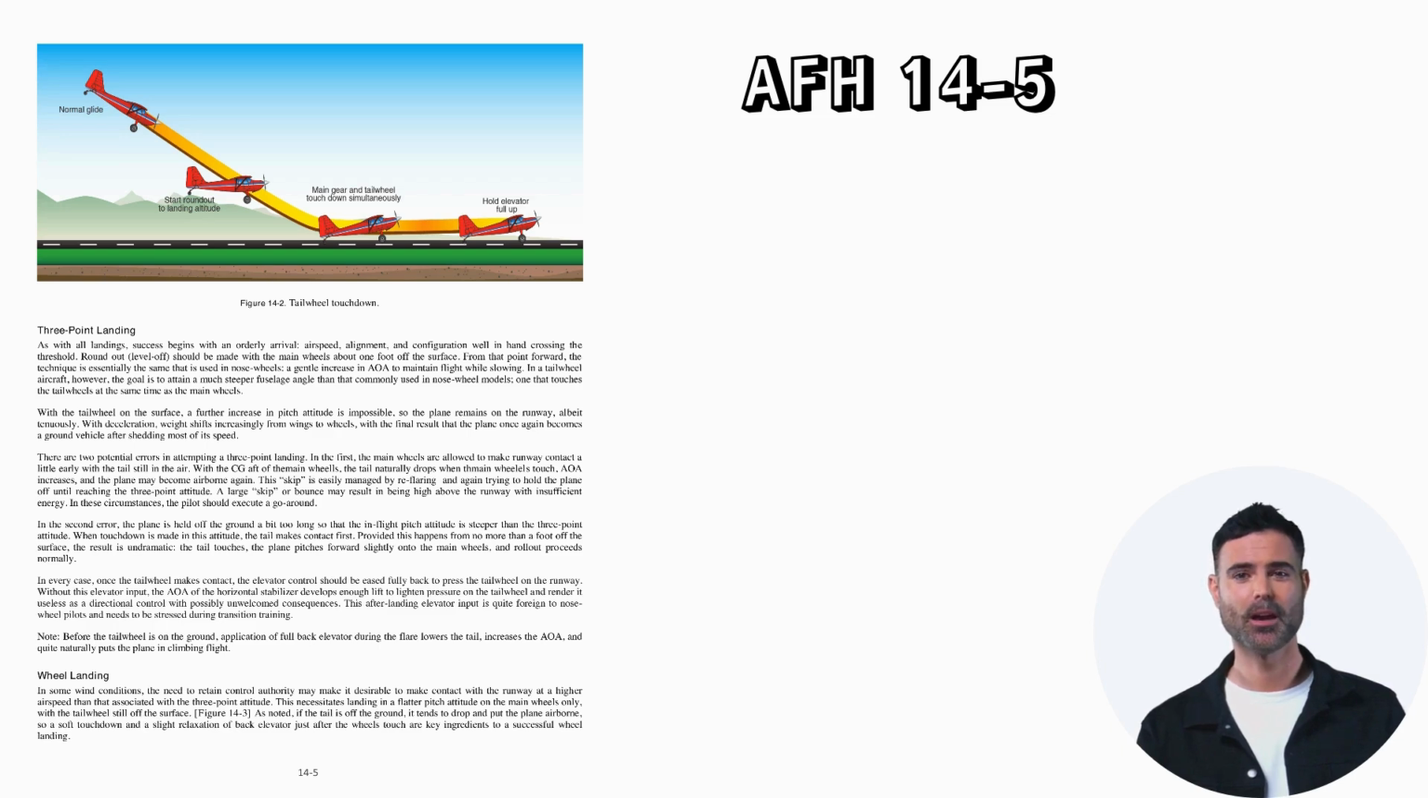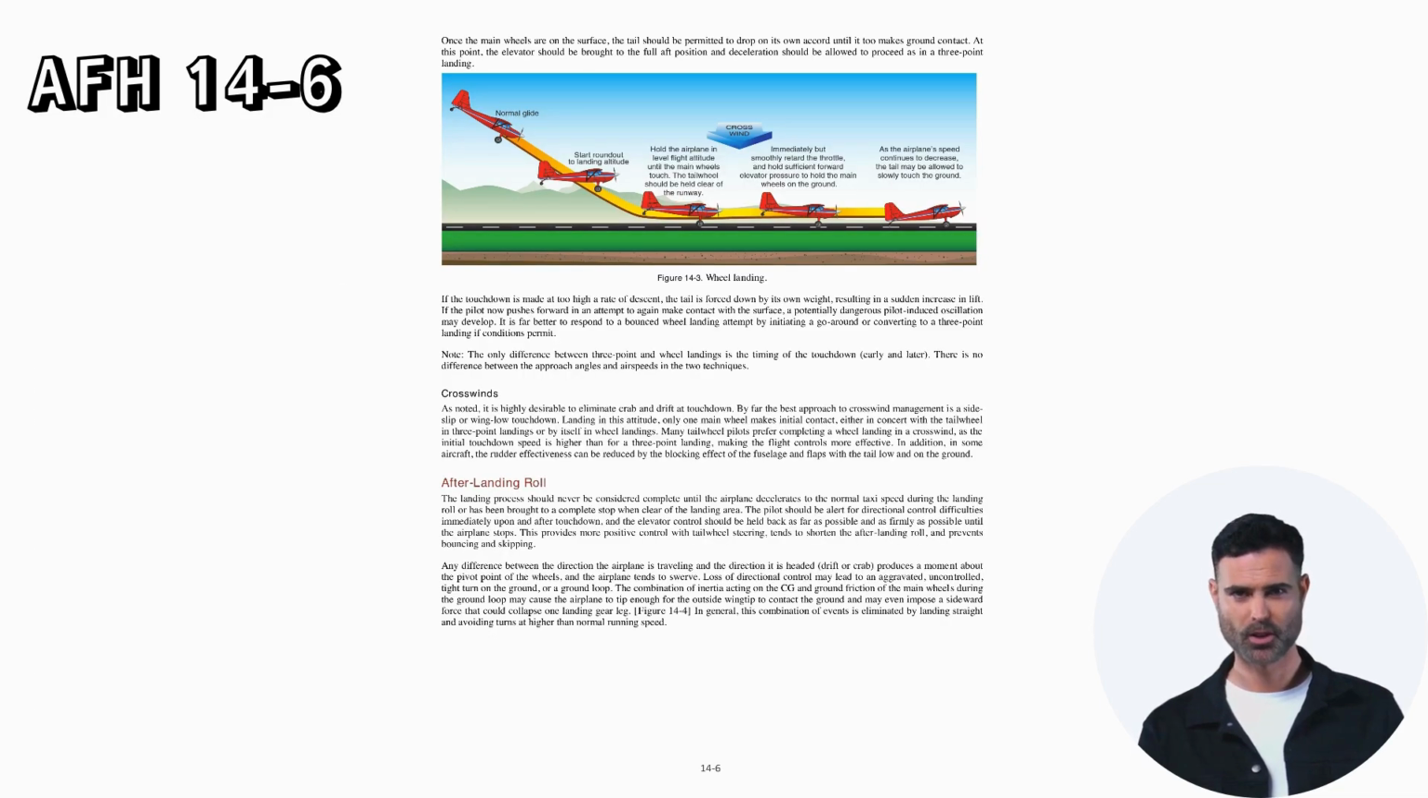a soft touchdown and a slight relaxation of back elevator just after the wheels touch are key ingredients to a successful wheel landing. Once the main wheels are on the surface, the tail should be permitted to drop on its own accord until it too makes ground contact. At this point, the elevator should be brought to the full aft position and deceleration should be allowed to proceed as in a three-point landing.